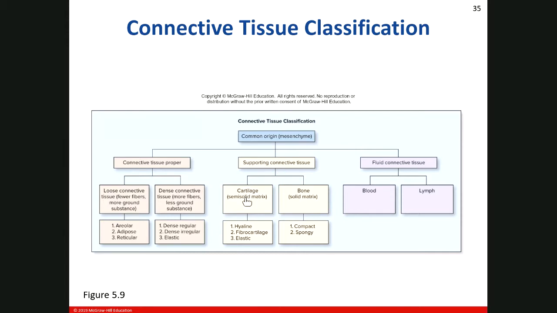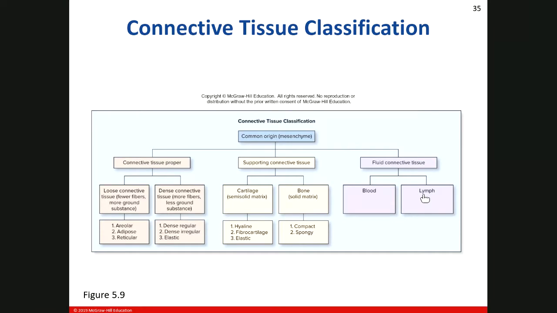And then cartilage has three types: hyaline cartilage, fibrocartilage, and elastic cartilage. And there's two types of bone: compact bone and spongy bone. All right, we won't talk about the spongy bone in lab so much. And then for the fluid connective tissue, blood and lymph.